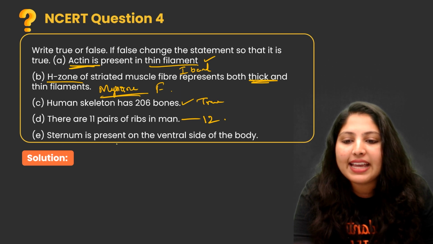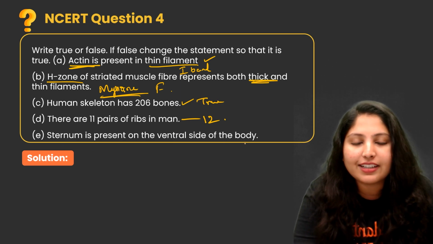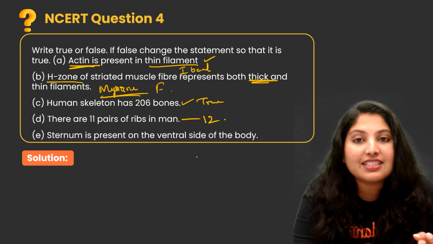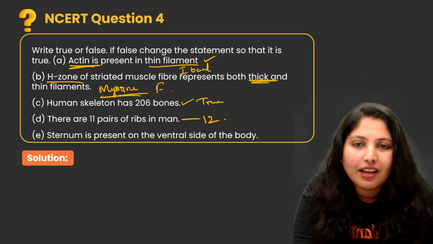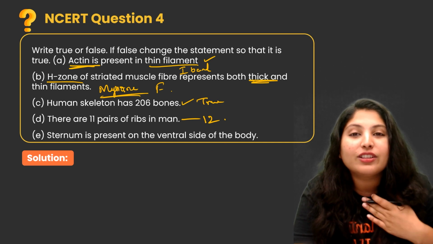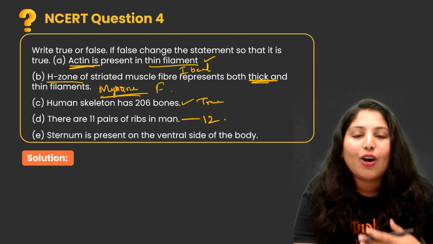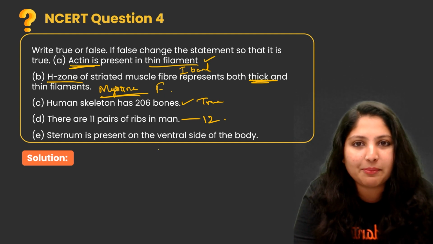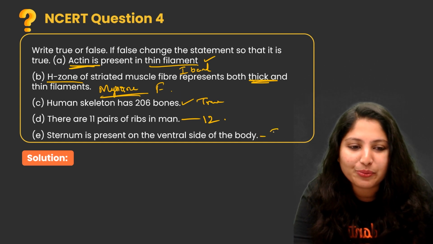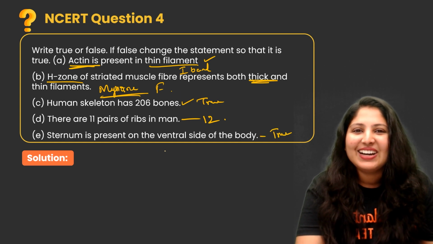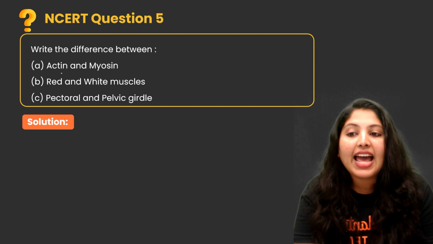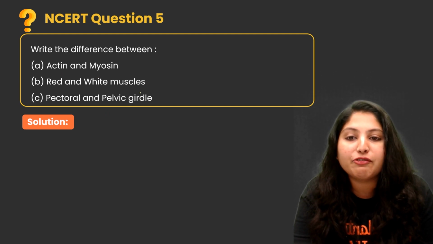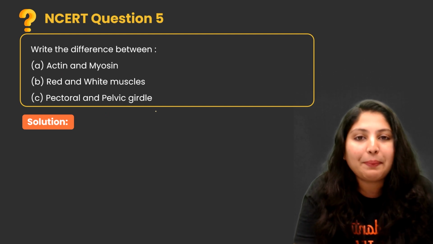Next, sternum is present on the ventral side of the body. Where is the sternum present, the flat bone? Where is this flat bone present? On the thoracic region, right? On the thoracic region, there is a flat bone that is known as sternum. Okay, so this is true. Yes? Okay. Write the difference between actin and myosin, red and white muscle, pectoral and pelvic girdle.